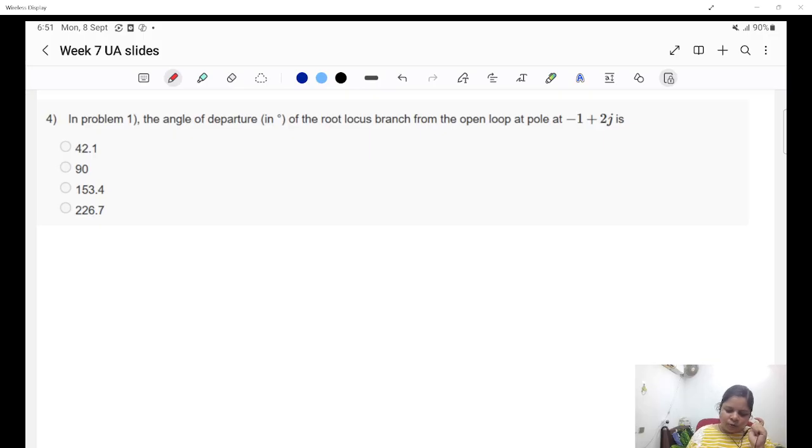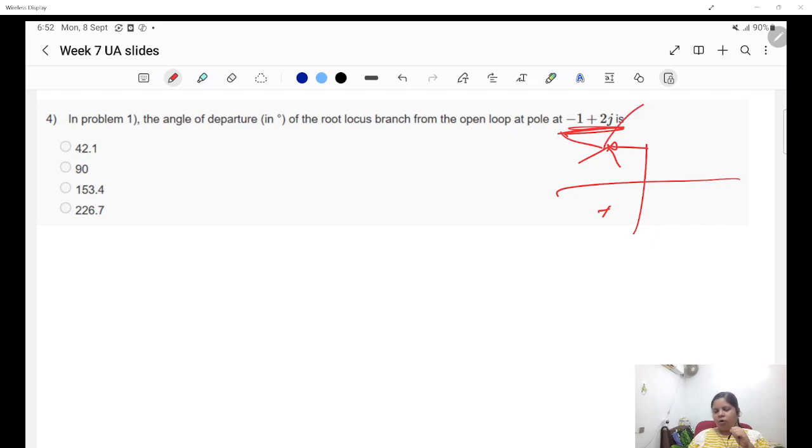Okay. So now we want to find out what is the angle of departure of the root locus branch from the open loop. So we have a pole which is a complex pole. So there is definitely some branch which is going to come out from there. Now if some branch is going to come out from there, it would be along some line like this. So what is the angle of departure for this pole? That is the question that is being asked.